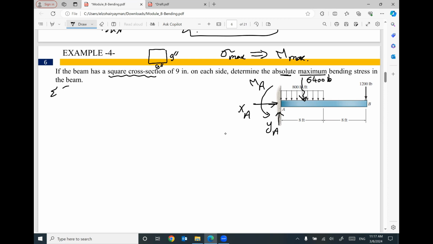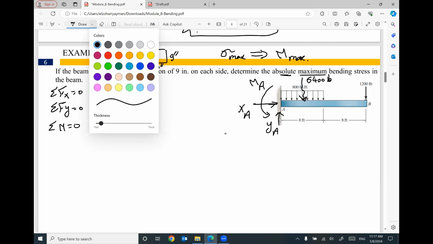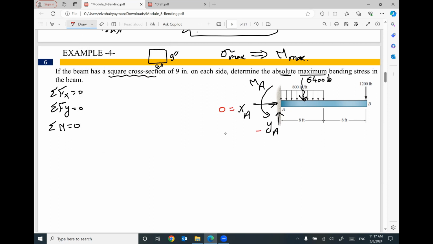If you apply summation Fx equals 0, summation Fy equals 0, and summation of moment at any point equals 0, I can find the reactions. This reaction will be 0. This reaction will be 7,600 pound. And this moment will be 4,800 pound foot.